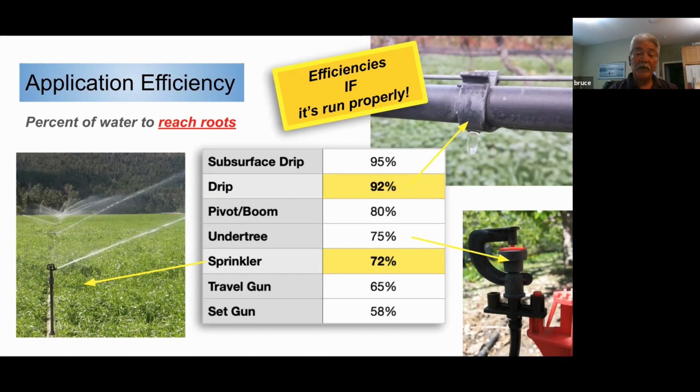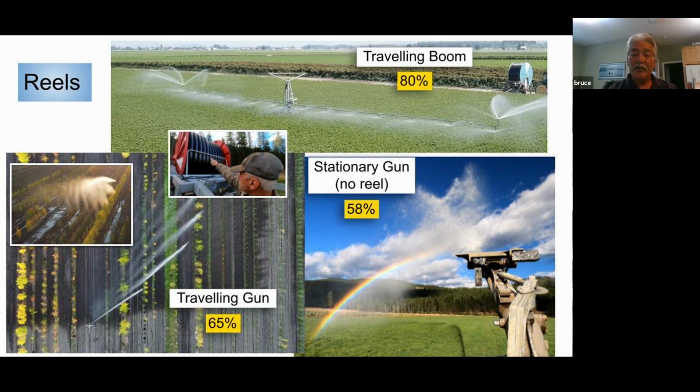Pivots are probably the most efficient other than drip irrigation. Pivot with a boom, the drop down pivots, they are up to 80% efficient. Boom, for those of you who haven't heard of it, booms are a conversion device which some people are utilizing on traveling gun sprinklers, taking the traveling gun sprinkler off and mimicking that with a mini pivot. That would go in lieu of that. Stationary gun, the sprinkler head that isn't traveling, is the most inefficient at 58%, and traveling guns are at 65%.